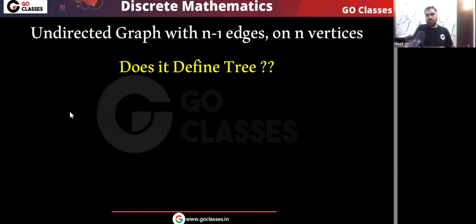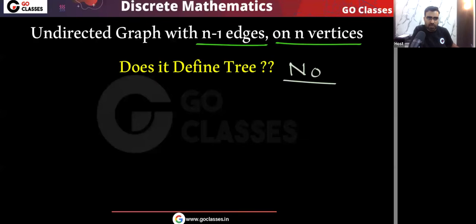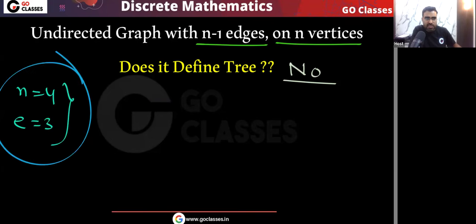If you have an undirected graph on n vertices with n minus 1 edges, can I say this is the definition of a tree? The answer is no. This is not the definition of a tree. For example, take 4 vertices and n minus 1 edges, so the number of edges is 3. Now, can you create a graph which will satisfy this condition but is not a tree?